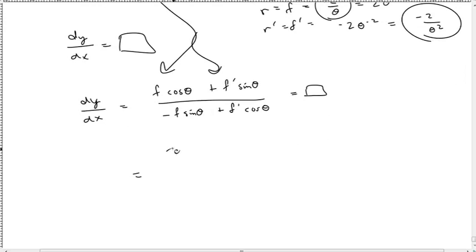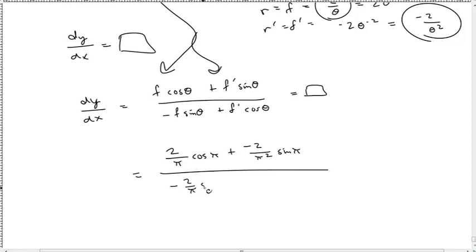And so what I actually have here is 2 over pi cosine of pi plus -2 over pi squared sine of pi, all divided by negative 2 over pi sine of pi plus -2 over pi squared cosine of pi. Wow.